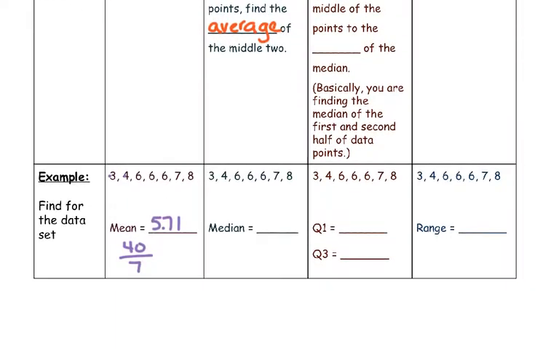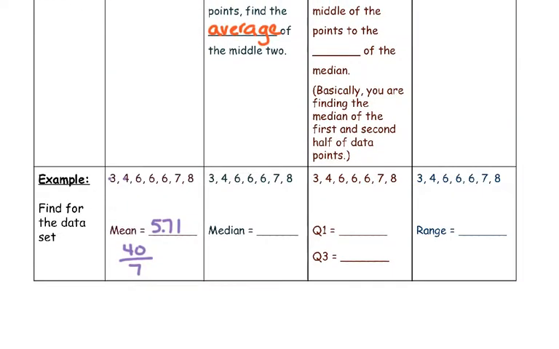So let's look at our example. We said we have 1, 2, 3, 4, 5, 6, 7. I'm going to go to the one that's in the middle. That's this one. That means my median is 6.